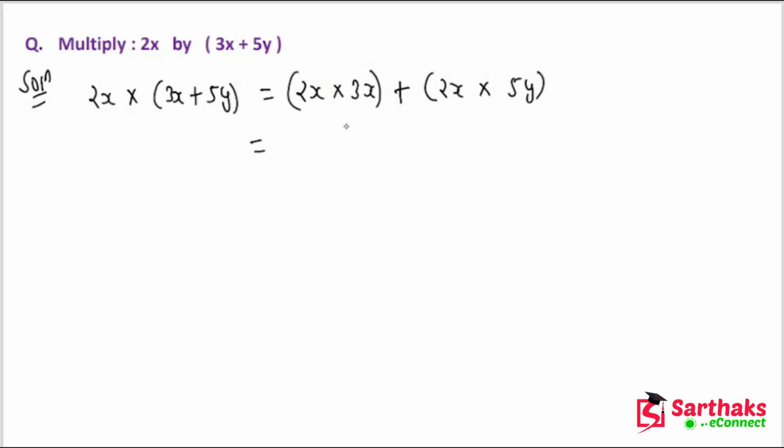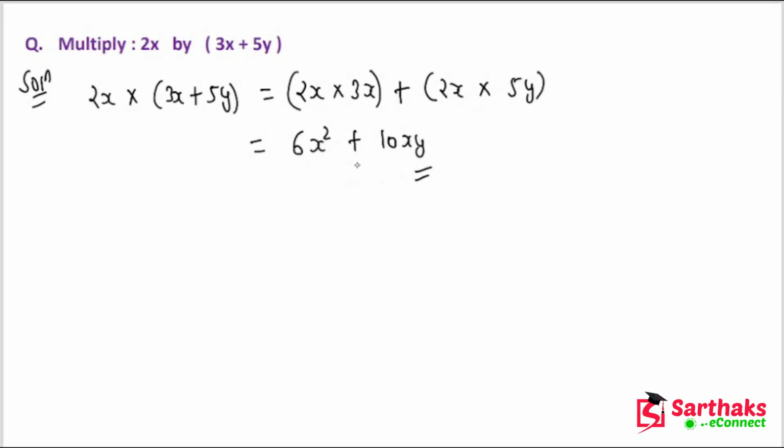We are actually using these questions and breaking them into the form which we already know. We have already studied multiplication of monomials, so we are using that. So multiply the coefficients. 2 into 3 would be 6, x into x would be x square. Similarly, 2x into 5y, so 2 into 5 would be 10 and x into y would be xy. So that will be the final product.